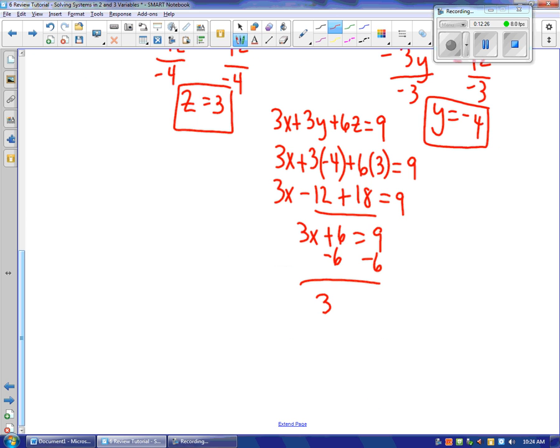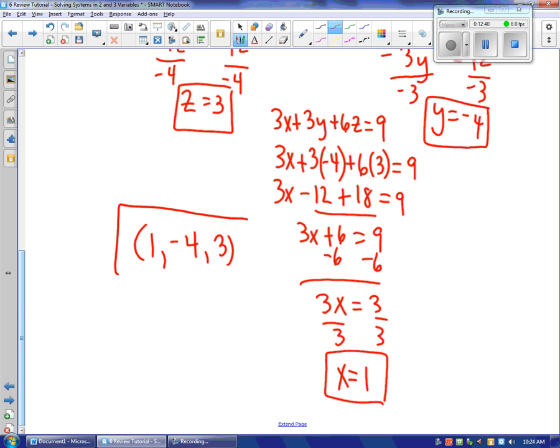I get that 3x is equal to 3, and if I divide both sides by 3, I get that x equals 1. And so my solution, if I write it as an ordered triple, is 1, negative 4, and 3. And there you go.